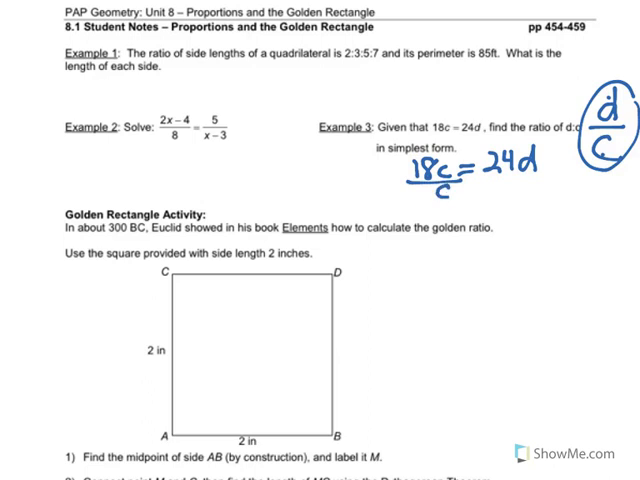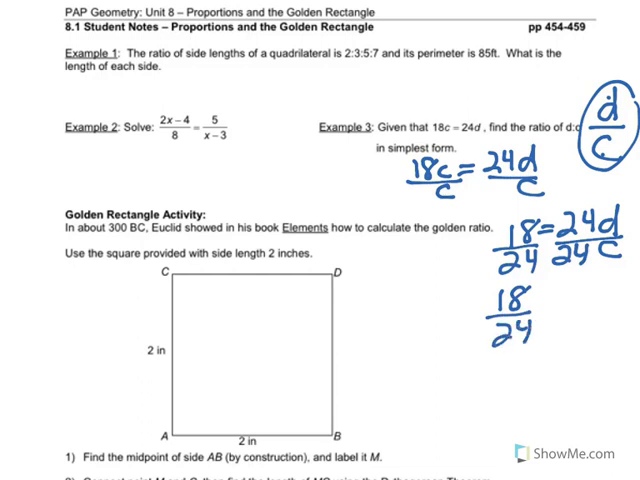So I'm going to divide both sides by c. So we have 18 is equal to 24d over c. Now, how am I going to solve for d over c? We're going to divide both sides by 24. So I have 18 over 24 is equal to d over c. Now it said put it in simplest form, and these are both divisible by 6. So that's going to be 3 over 4 is equal to d over c.